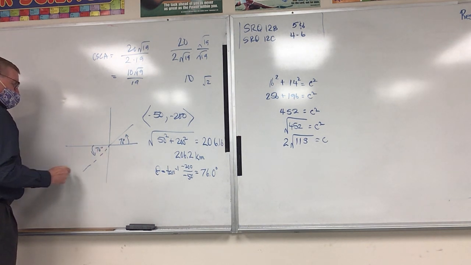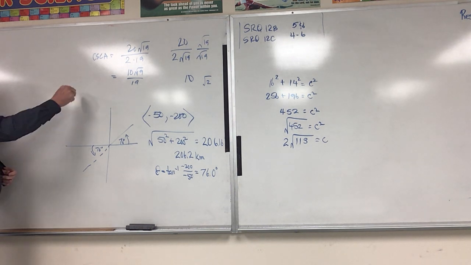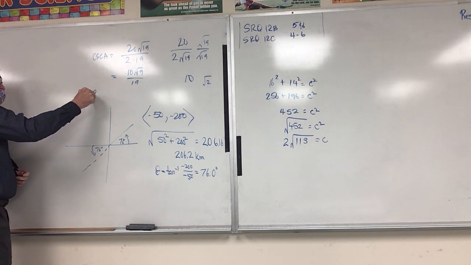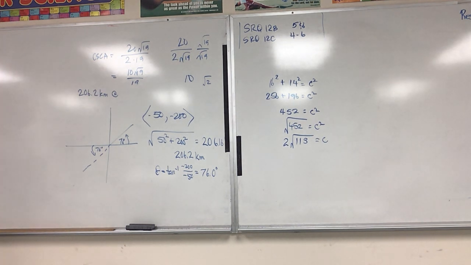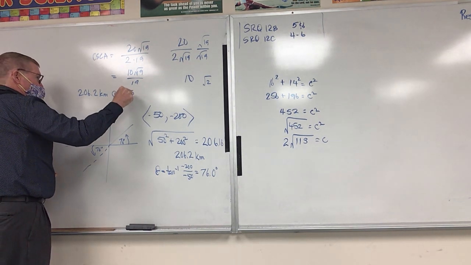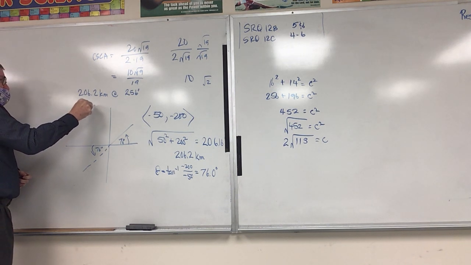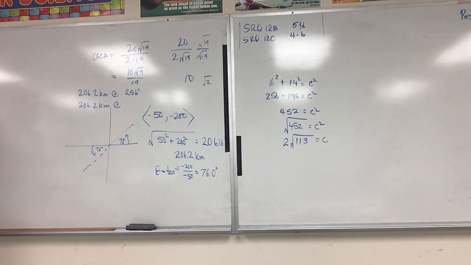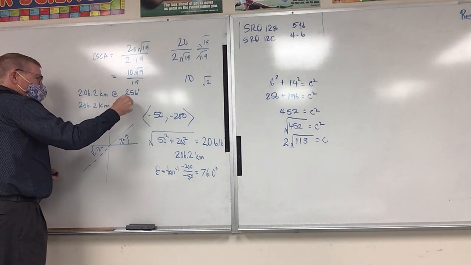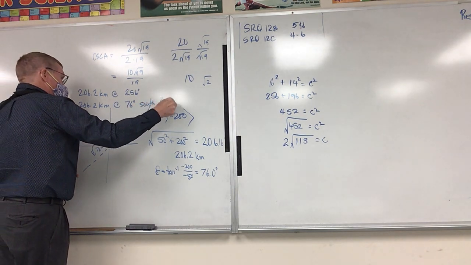256. But right there is 76, correct? Yes. Okay, so therefore I got 206.2 kilometers. Cartesian vector form would be 256 degrees. And then map vector form would be at 76 degrees southwest.